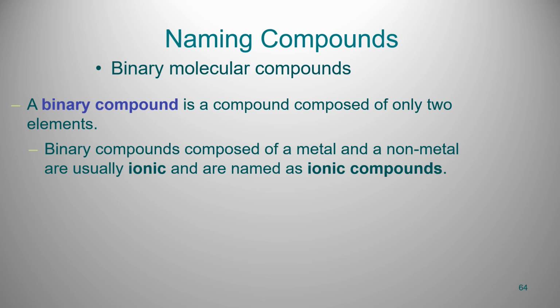Now, if the binary compound has one metal and one nonmetal, those are the ones we've been doing already. Those are ionic compounds, and they're named using the ionic compound rules that we just went through. So that was our example, MgO. MgO, that's a metal and a nonmetal. NaCl, that's a metal and a nonmetal. MgCl2 would be a metal and a nonmetal. So those all use those ionic rules: magnesium oxide, sodium chloride, magnesium chloride. Those are all the rules that we've just been learning.